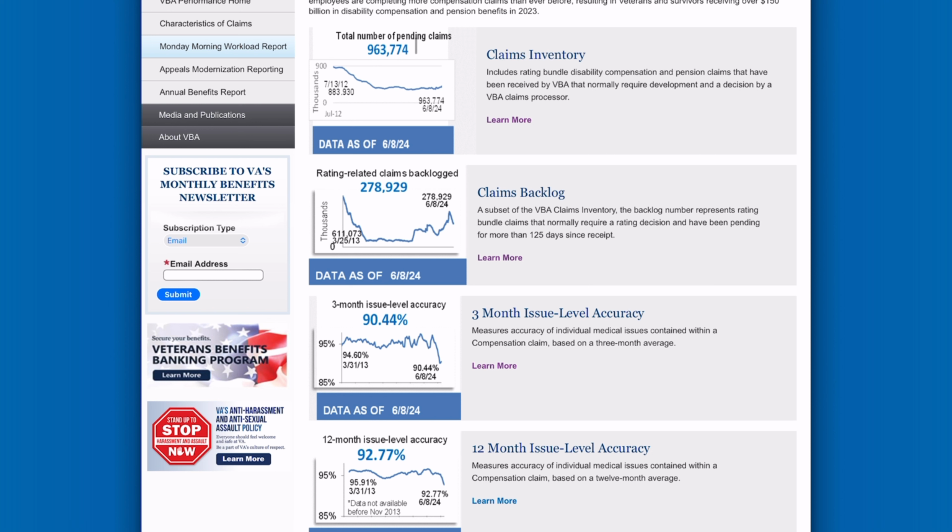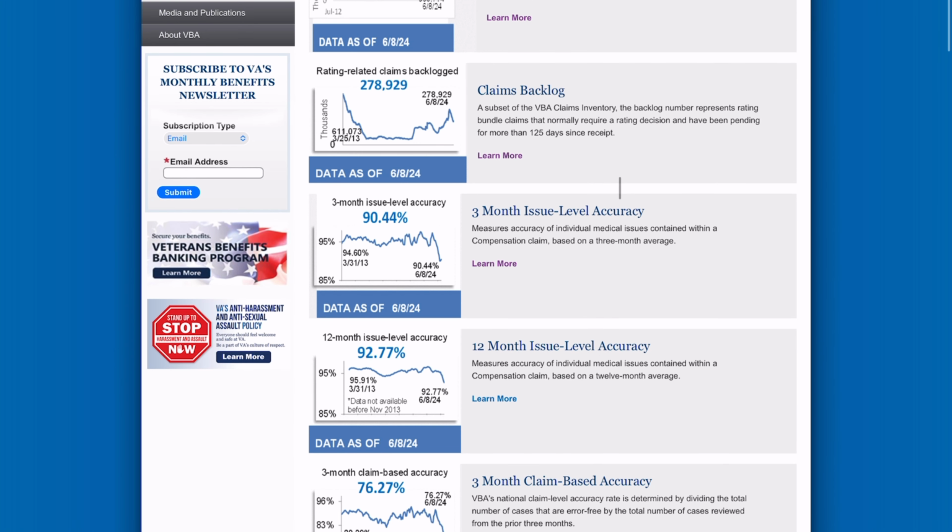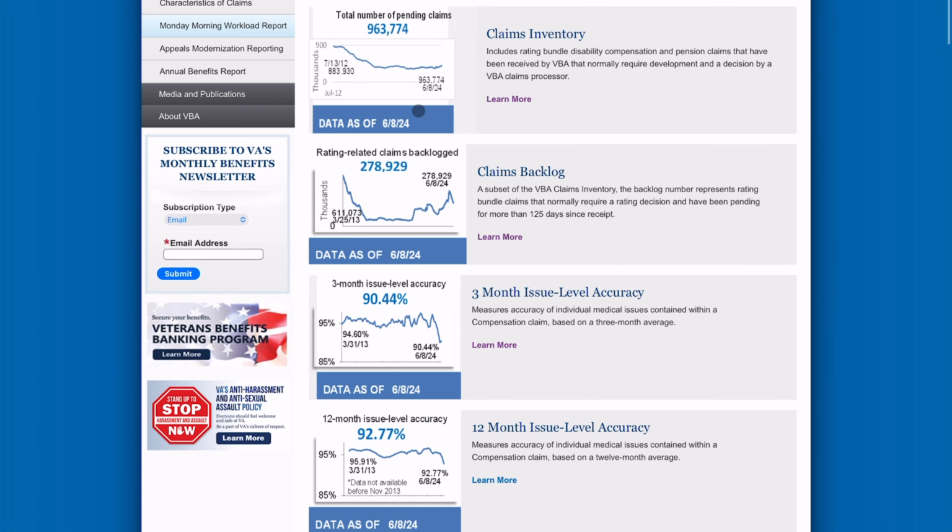The total number of pending claims as of the 8th is 963,000, real close to 1 million. Those that are considered backlog, which means they have been pending for more than 125 days since receipt, right? That's 278,921 out of that 963,000.